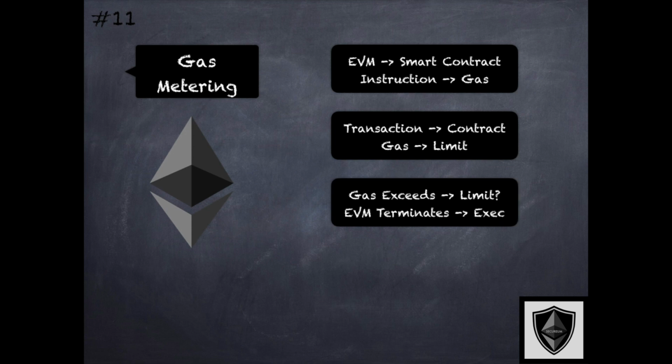And if the gas that is required during the execution of the smart contract exceeds what is supplied, or if it exceeds the limit, then the EVM will terminate execution at that point and the transaction will fail. Right? So this is fundamental to how Ethereum works.